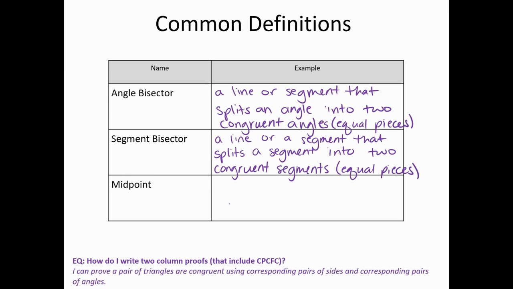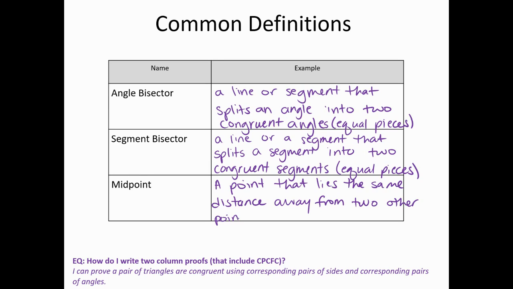All right, then the last one is midpoint. And this one we kind of probably know intuitively, but I'm going to just give us a quick definition. A midpoint is a point that lies the same distance away from two other points. And this is probably not the definition you would have written, but I'm using this specifically because that's how it gets used in proofs.